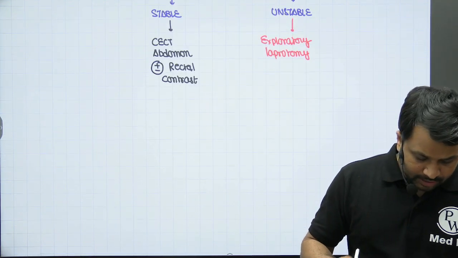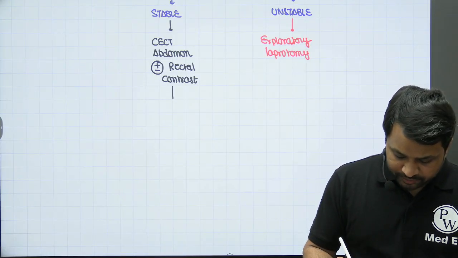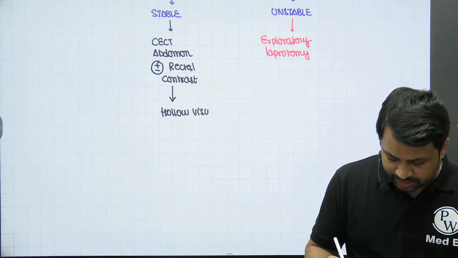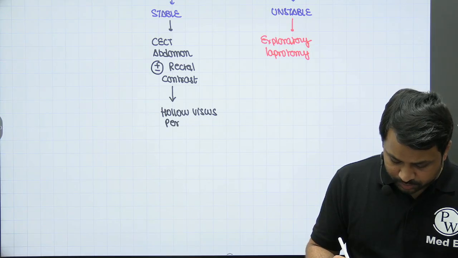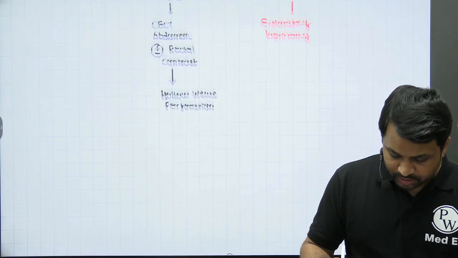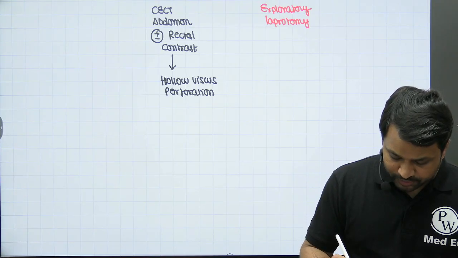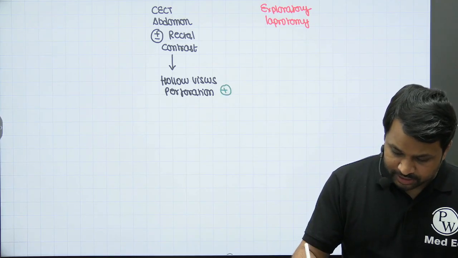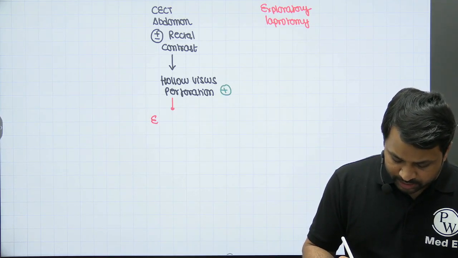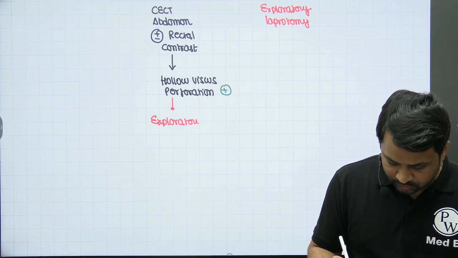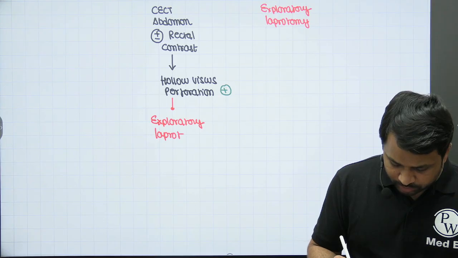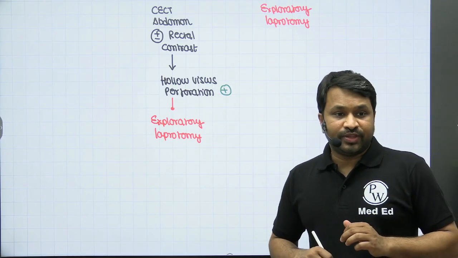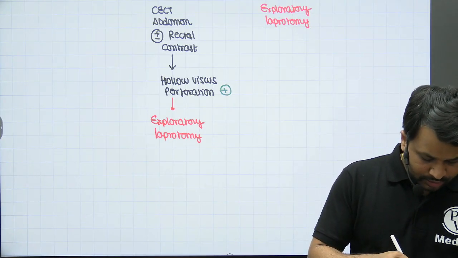You can give plus minus rectal contrast, right? So on a CCT abdomen, the first thing you're going to look for is any hollow viscous perforation. Is there any evidence of hollow viscous perforation? If there is, take the patient immediately for exploratory laparotomy, right? So if there is any hollow viscous perforation, okay?